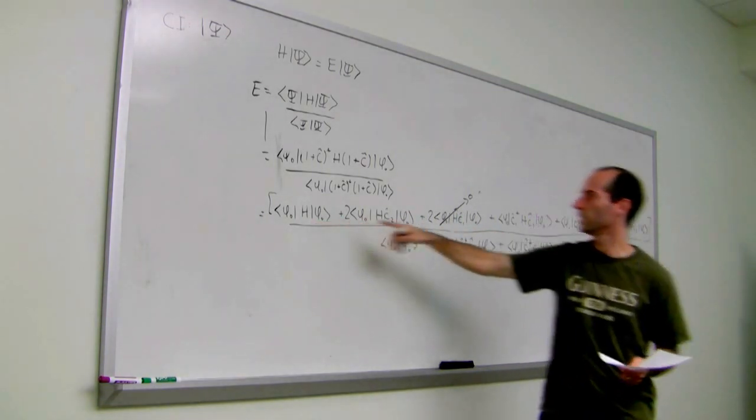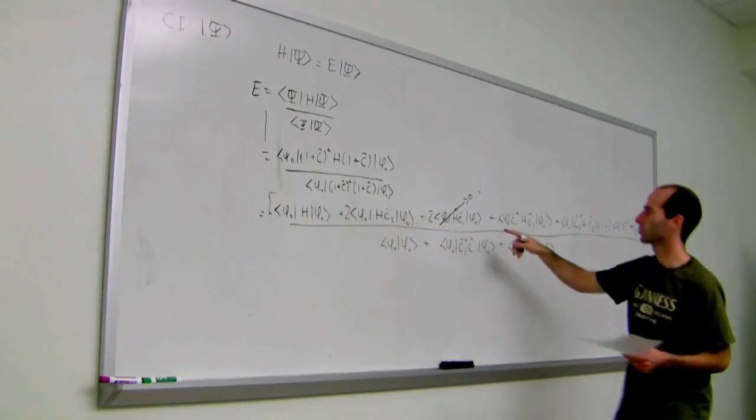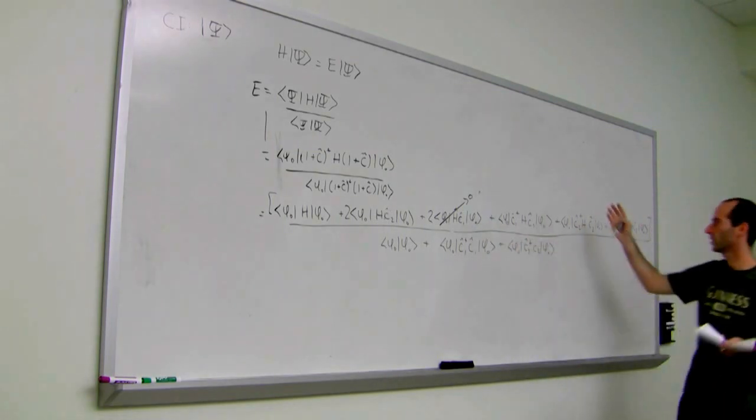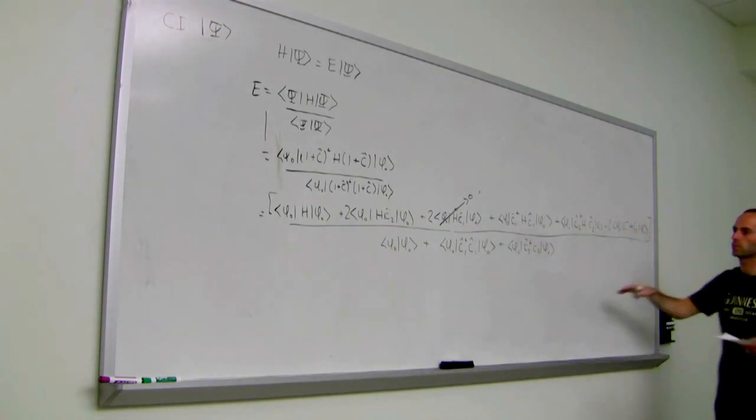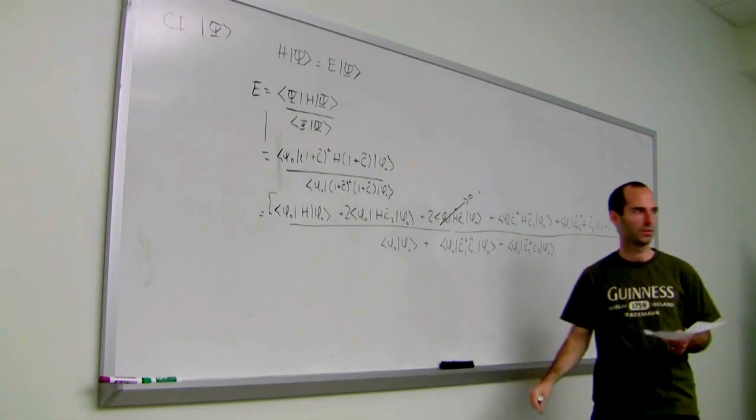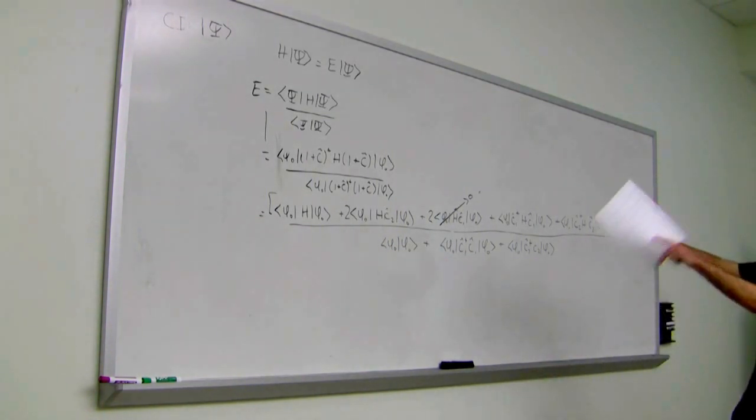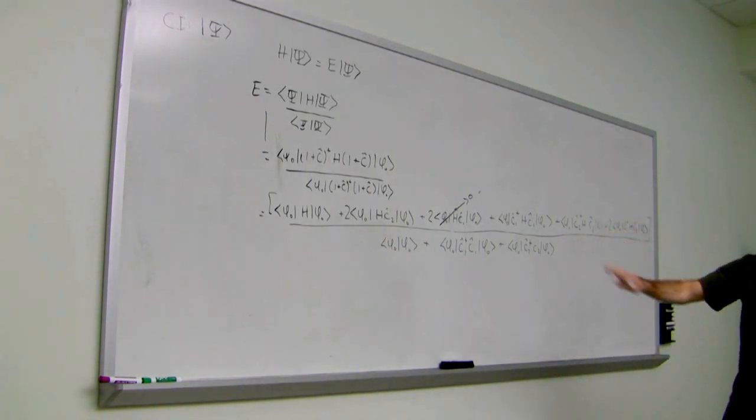This is the reference energy. This we can evaluate with Slater's rules. This is 0. This we can evaluate with Slater's rules. This is just a sum of CI coefficients. We can express everything here with no problem. We could write a computer code to minimize this energy. Everybody believe me? Anybody have any questions?